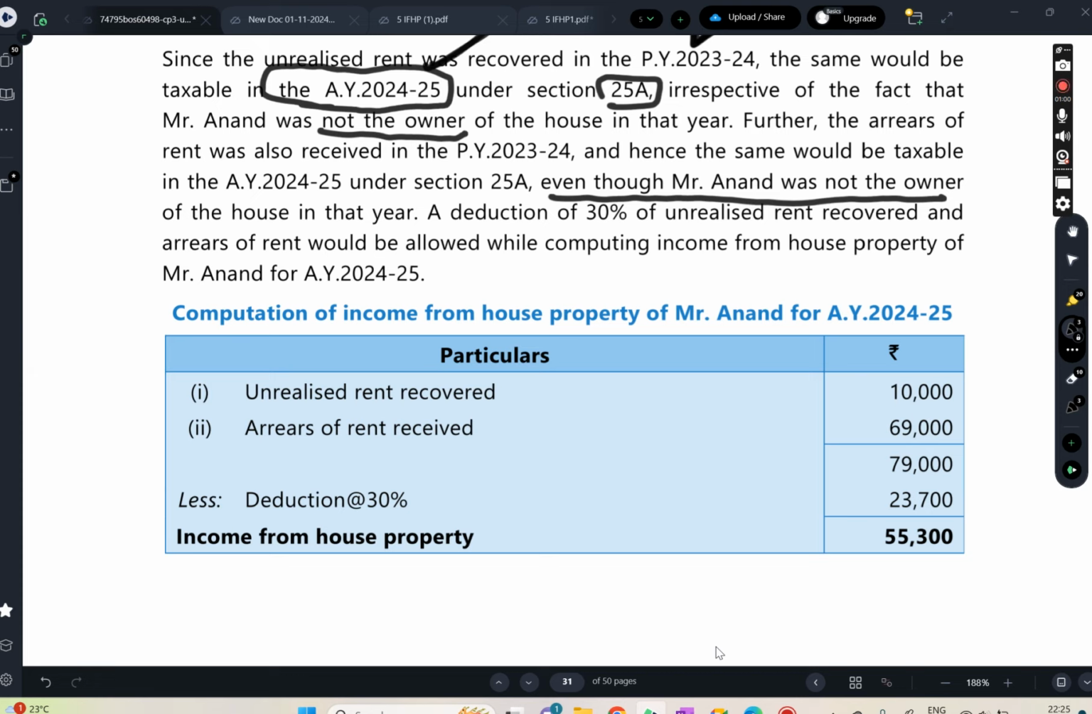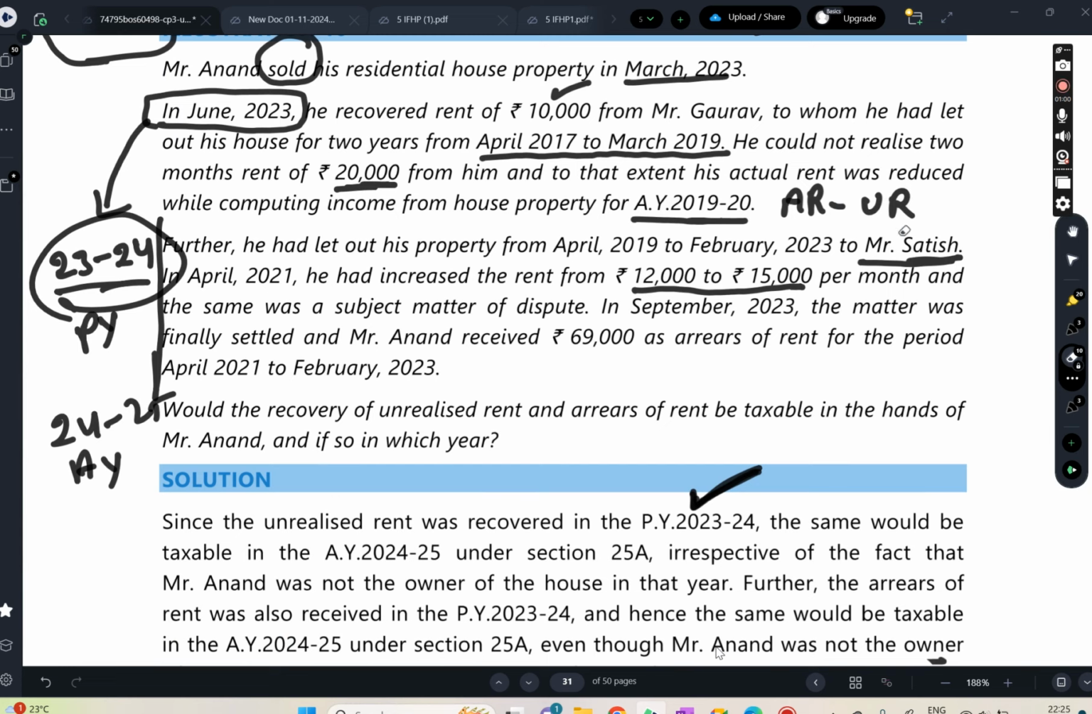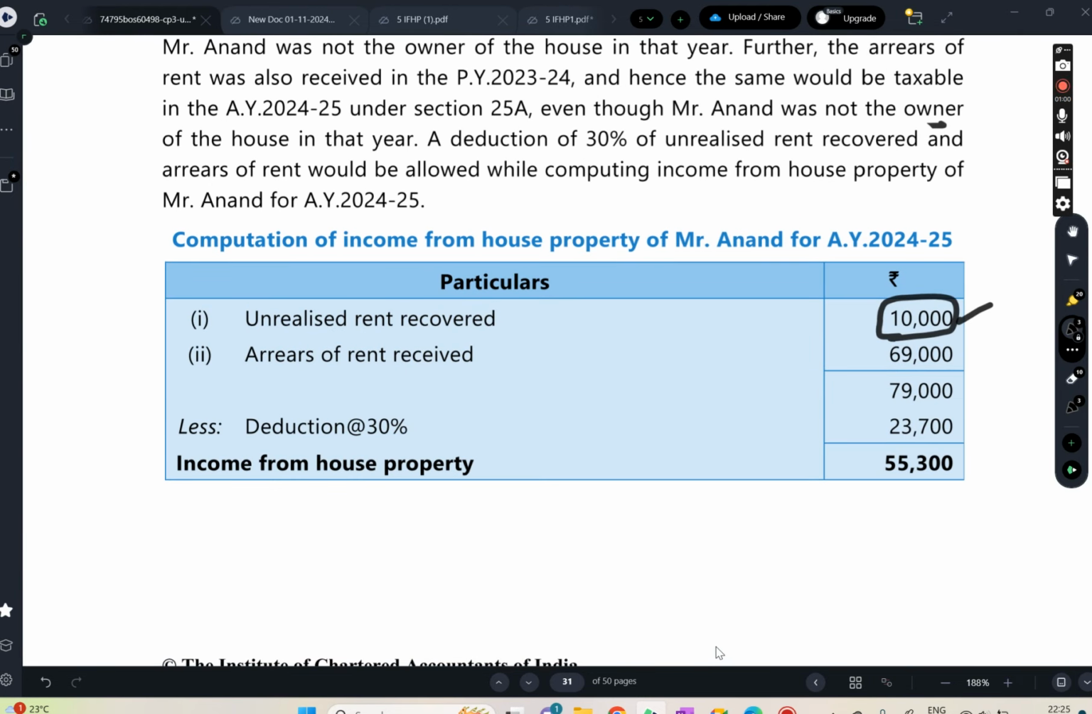Okay. So unrealized rent, this is one thing, and another thing is Satish. Mr. Anand received 69,000 as arrears of rent for the period of April 2021 to 2023. Okay, so this is another tenant. We have let out to some other tenant, and then we have received 69,000. Then total it will become 79,000. Deduction we can claim. So income from house property is 55,300.